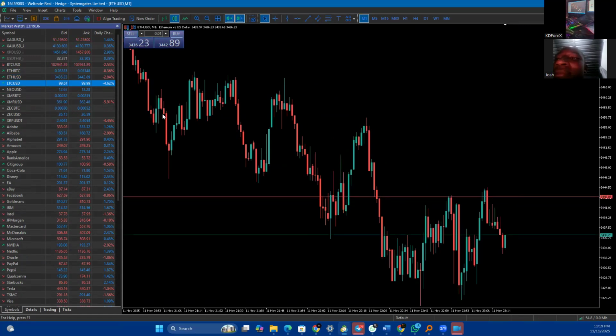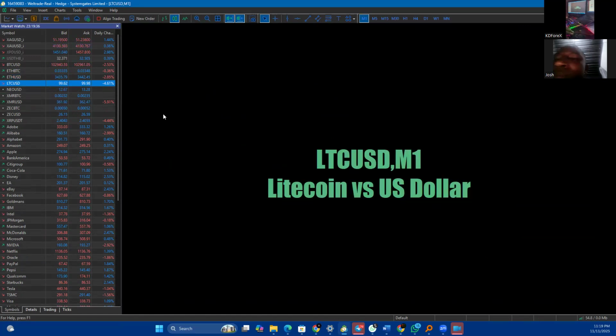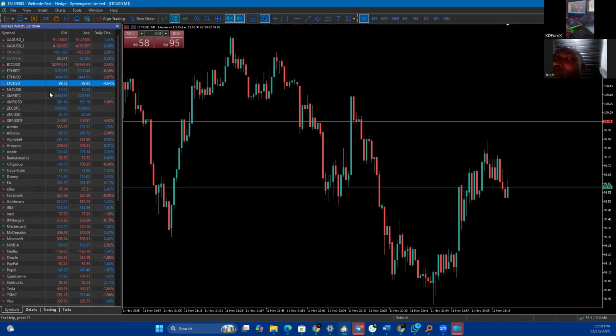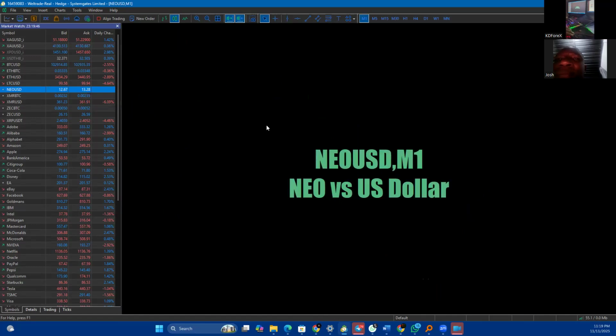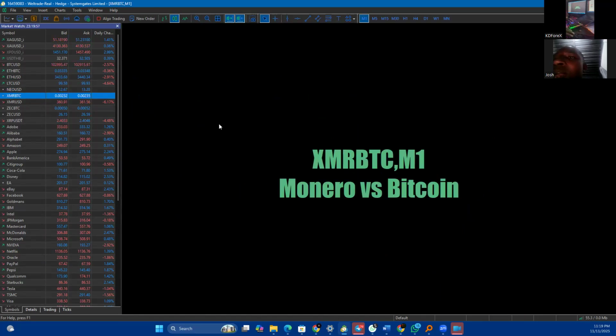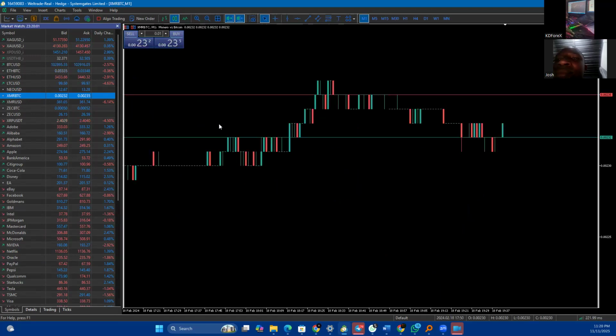Litecoin, I can see Litecoin doing something. This one also, the gap is just way too much. It's not even a good market structure. Yeah. No.